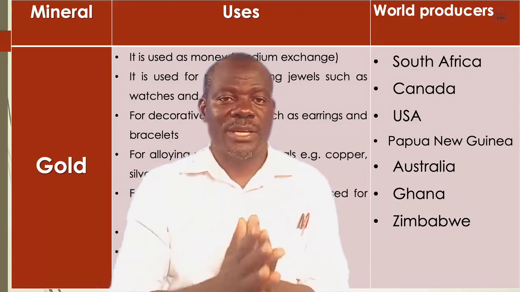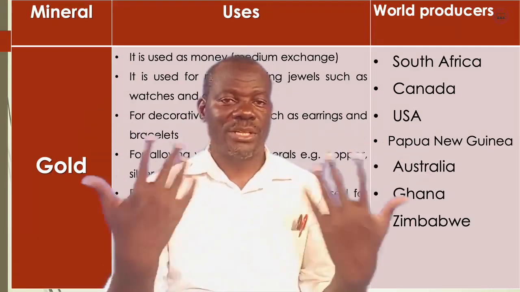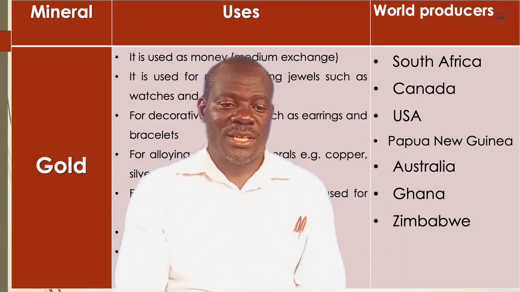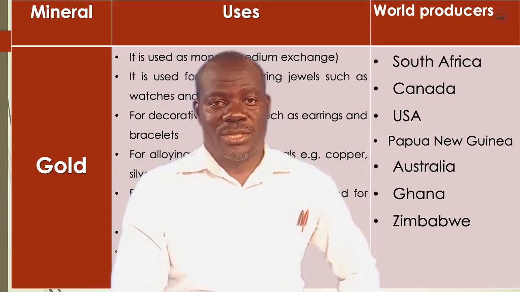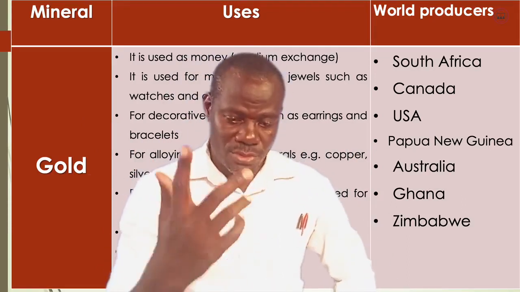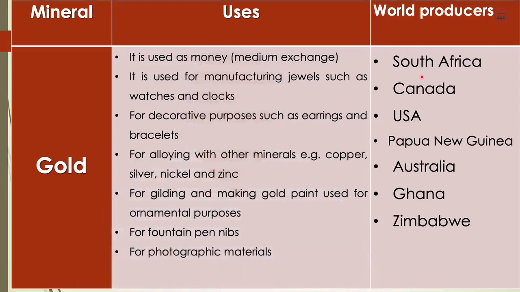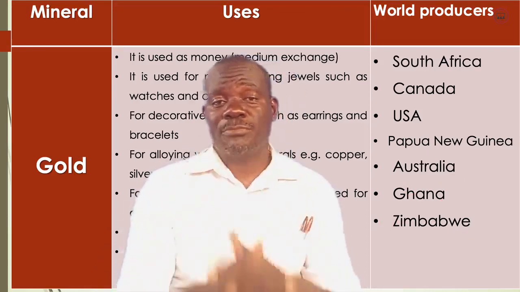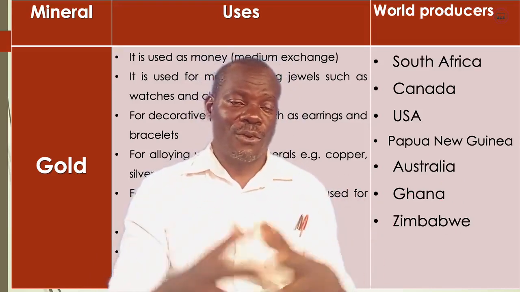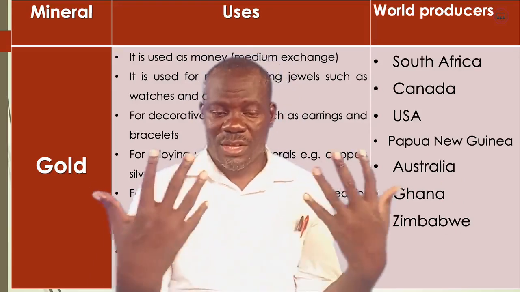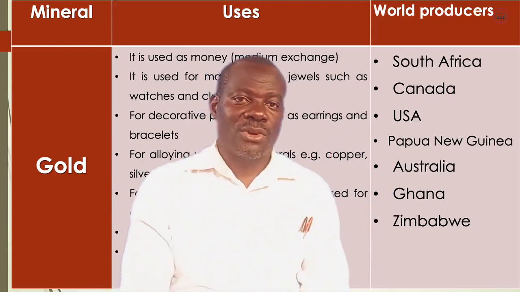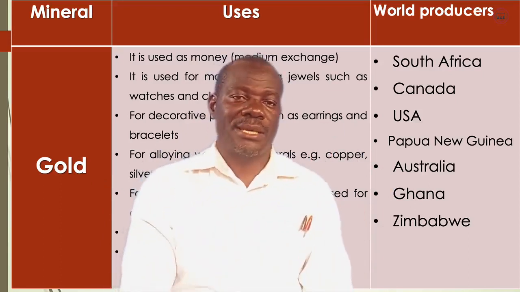For example, I've talked of money. Who doesn't need money? Everyone needs money. So we need gold. And where is this gold produced? Let's look at where gold comes from. Gold comes from South Africa, Canada, USA, Papua New Guinea, Australia, Ghana, and Zimbabwe. So you can see these countries are the major producing countries of gold as a mineral. So gold is needed, and indeed there are countries that produce this gold.